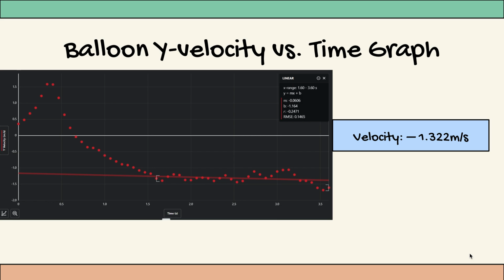The balloon y velocity versus time graph. For the balloon VT graph, there is an acceleration of negative 0.0606 m/s² and a velocity of negative 1.322 m/s. For the balloon, there is a great diversion in velocity values, which can be seen by the dots on the graph indicating a slow acceleration.